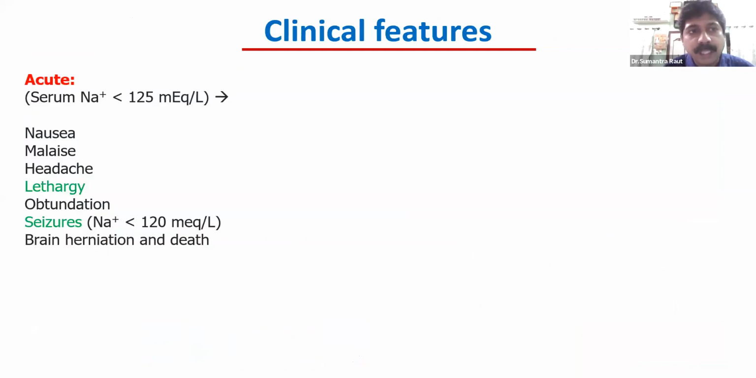So, the clinical features of hyponatremia: if it is an acute one, the clinical features can be a little bit subtle, like nausea, malaise, headache, when it is milder. And if it is severe, it can become lethargy, obtundation, and seizure. But these are very non-specific features, because both hyponatremia and hypernatremia may mimic similar features, and they can be common in other neurological disorders also.